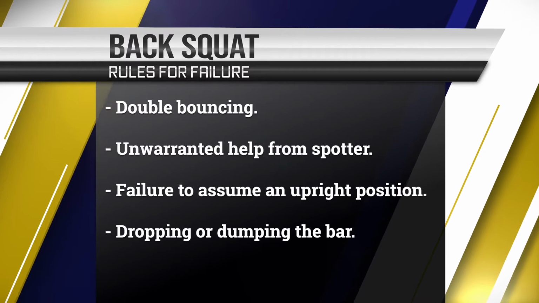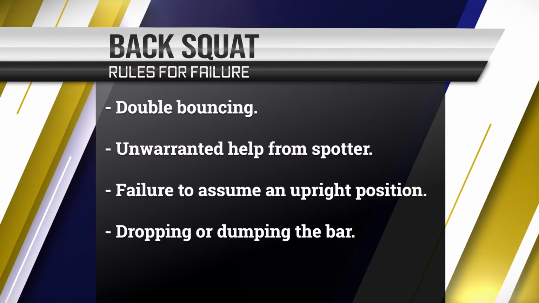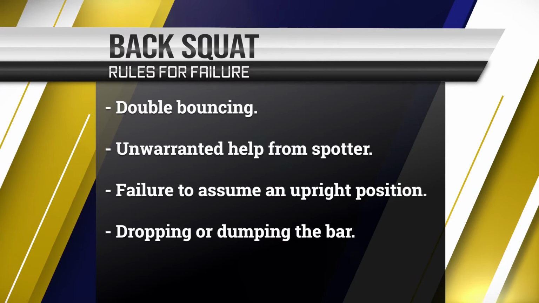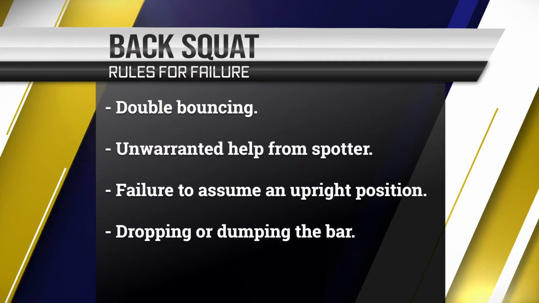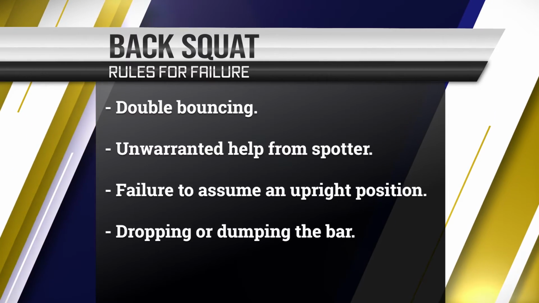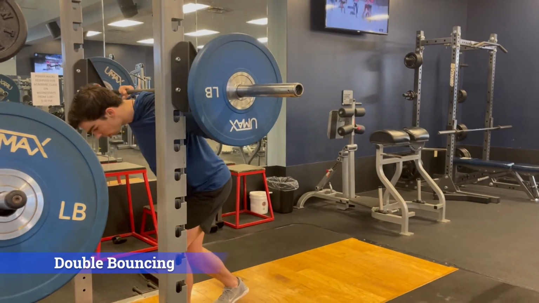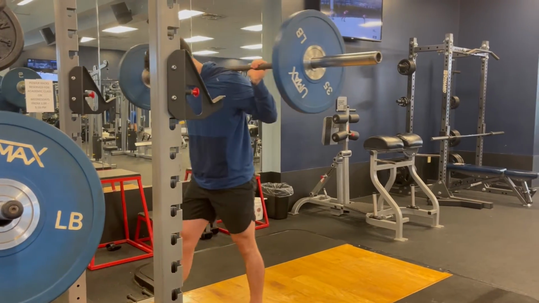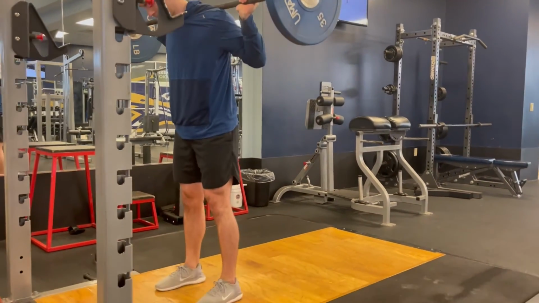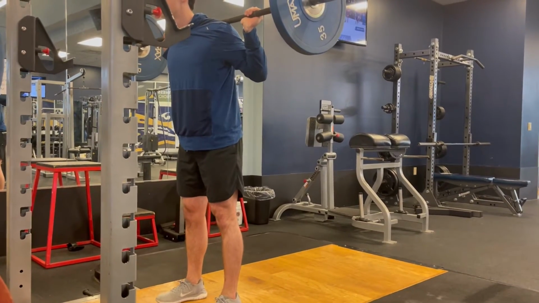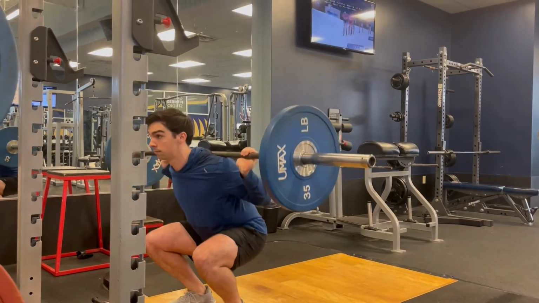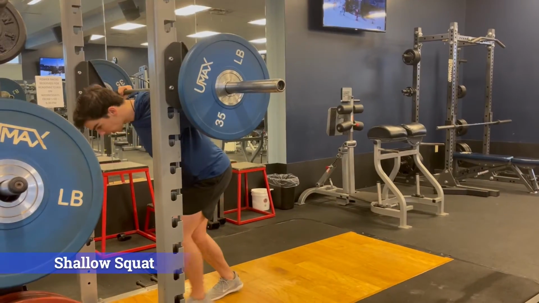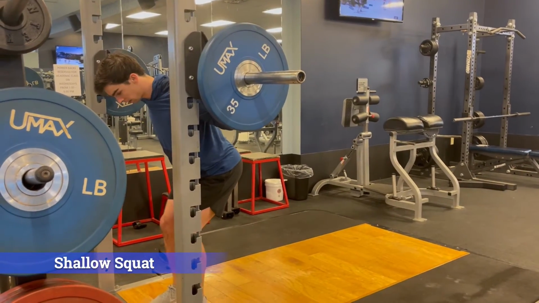Some reasons why you might fail your lift are because you're double bouncing, there's unwarranted help from the spotter, a failure to assume an upright position, or dropping or dumping the bar. Here's an example of double bouncing at the bottom of your squat. And here's an example of not hitting appropriate depth.